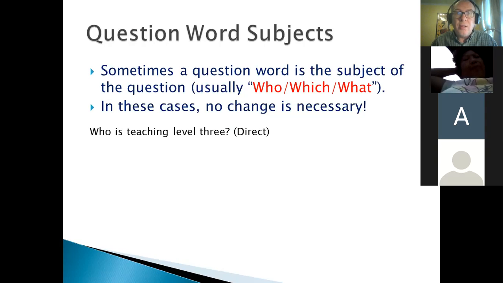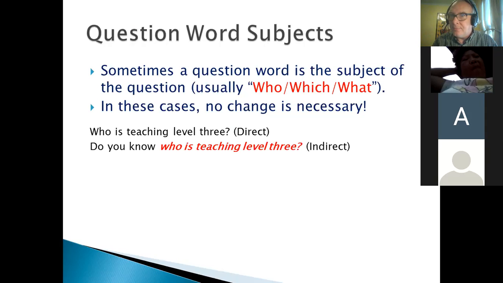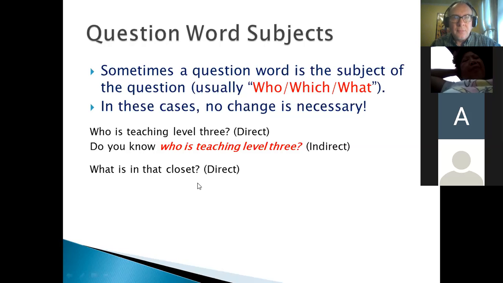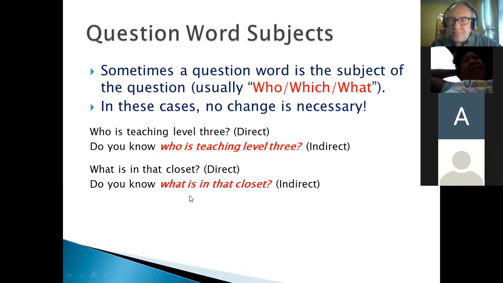So, no change. Do you know who is teaching level 3? No change necessary, right? How do you know that the question word is the subject? Because it's always followed by a verb. Not an auxiliary verb, a verb. What is in that closet? Direct question. Do you know what is in that closet? Indirect question. No change. Again, the subject of the sentence is the question word.